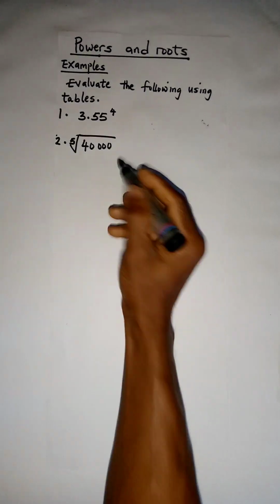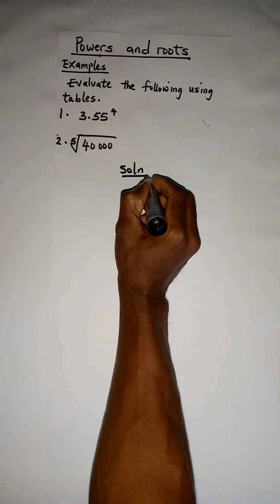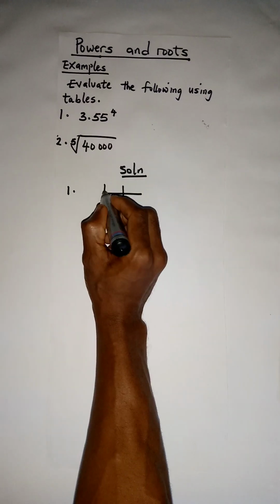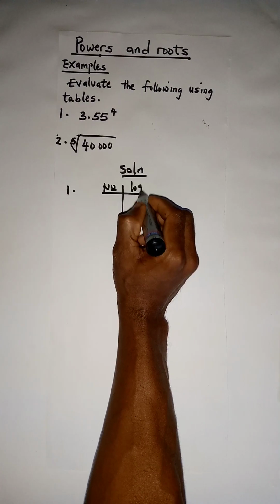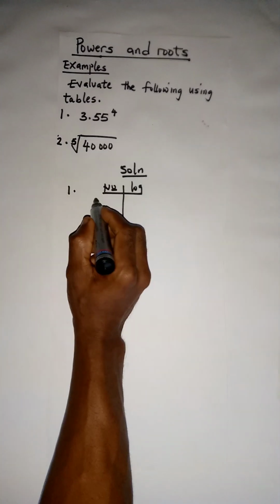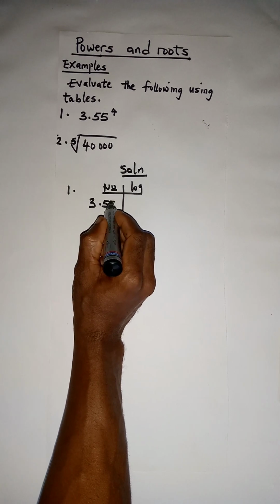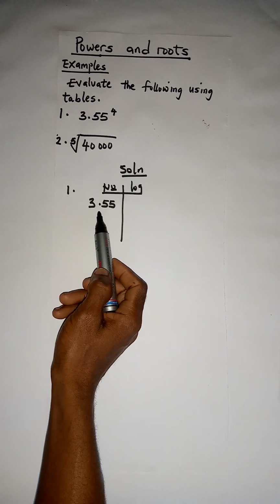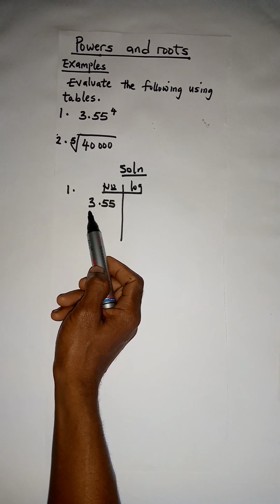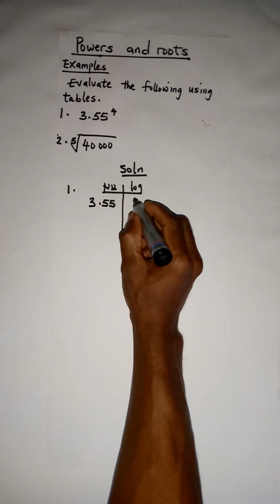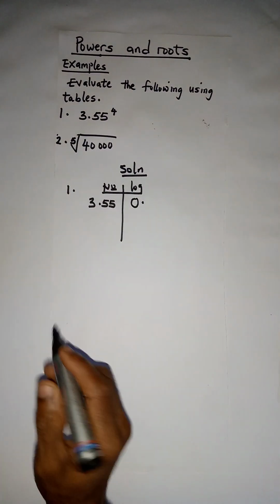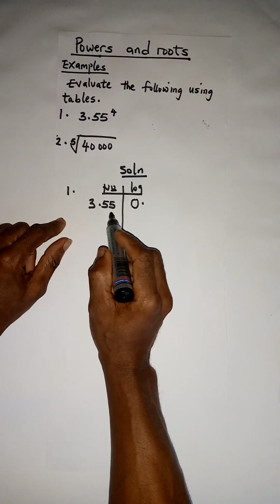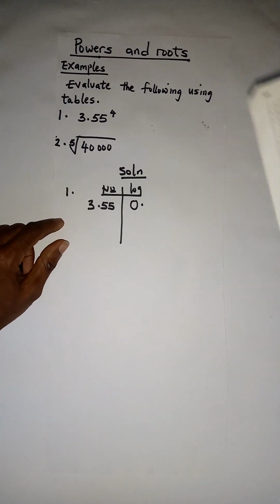Example 1, we have the solution. In the first question, we have the number and log. The number we have is 3.55. Okay, and we said that you look at the number of digits before the decimal. We have one digit, so 1 minus 1, we're going to have 0 point. Next we're going to check the logarithm of 35 under 5.